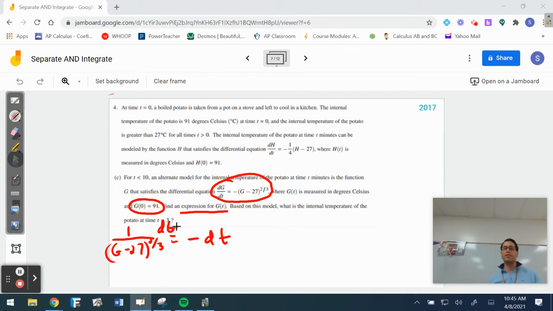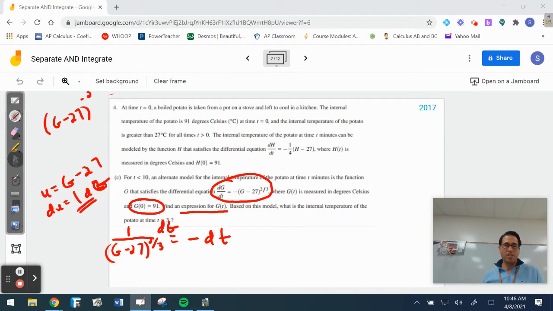Now remember, this is like the previous problem we did in 2018, where my u would be g minus 27, raised to the 2/3. Now your du would just be 1 dg. Now remember, whenever your derivative is 1, you don't really need to use u-sub. Why am I saying this is a u-sub? Because of that expression right there. It's not a natural log. Some of you at home maybe would have thought 1 over natural log. No, because it's not linear. Remember, it's got that negative 2/3 as the exponent. So I'm going to treat this just like a u-sub.